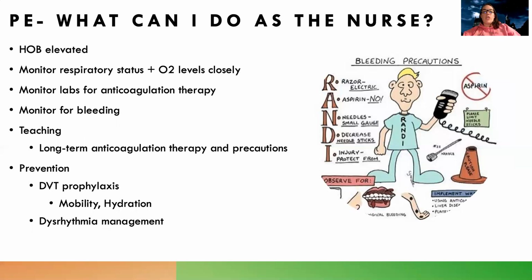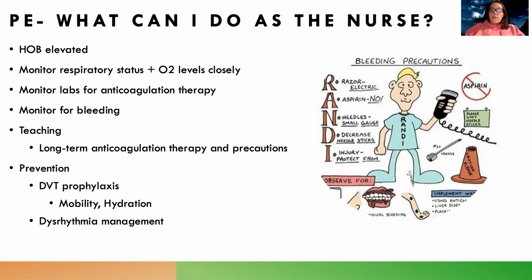So what's my role as the nurse for a patient with a pulmonary embolism? I want to keep their head of bed elevated in order to help support their oxygenation and their breathing. I'm going to monitor their respiratory status and oxygen levels closely. I'm going to monitor their labs for anticoagulation therapy, and I have a separate PowerPoint over anticoagulation therapy, so feel free to watch that if you want to learn more about that.